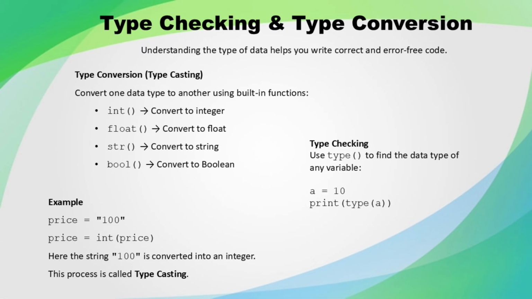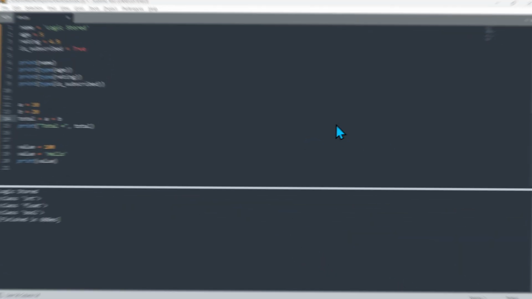To check what type a variable is, use the built-in type() function. a = 10, print(type(a)). So here you can see the variable a's data type. To convert one type to another, you can use int(), float(), str(), and bool(). For example, price = 100 and price = int(price). This is called typecasting.